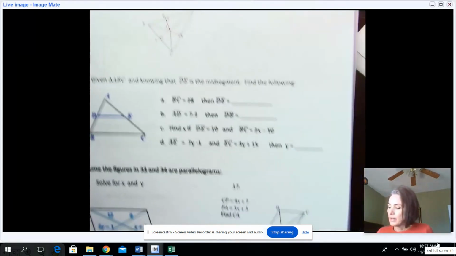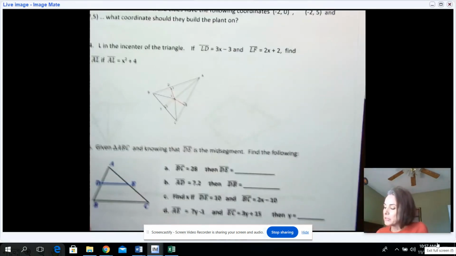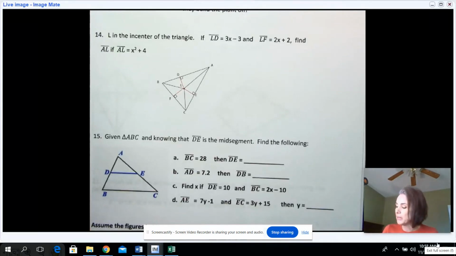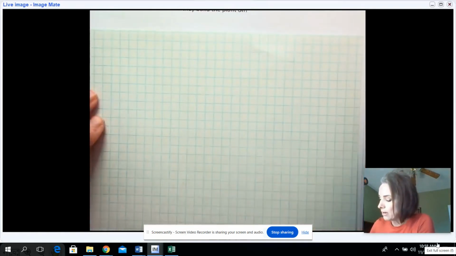Next one. Circle K services 3 major cities and needs to place a gas plant at the same distance from all 3. If the cities have the following coordinates, what coordinate should they build the plant on? So let's draw this out. This is number 13.